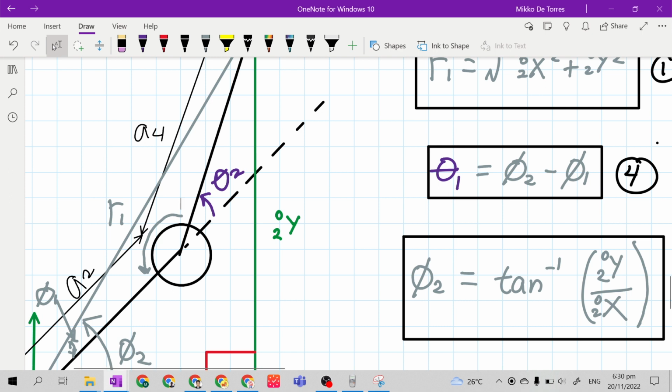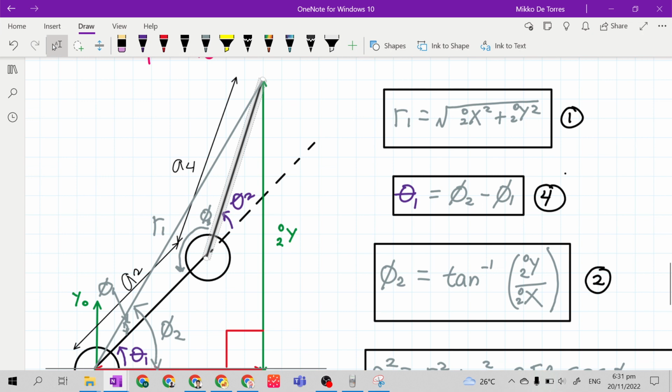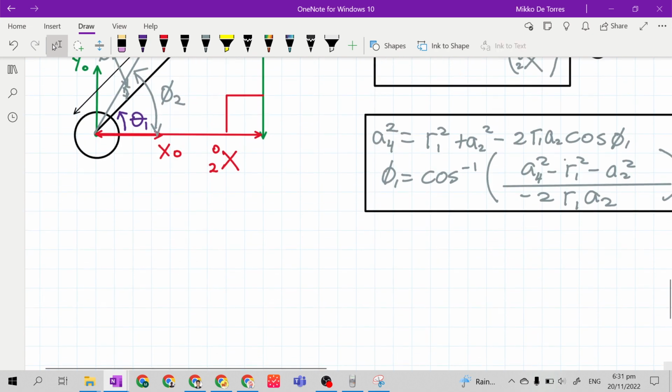This phi 3 and theta 2 is equal to 180 degrees because we have here a straight line. This link A2 and this imaginary line, where link A4 originally lies. So theta 2 plus phi 3 is equal to 180 degrees. So it looks like this. 180 degrees is equal to phi 3 plus theta 2.